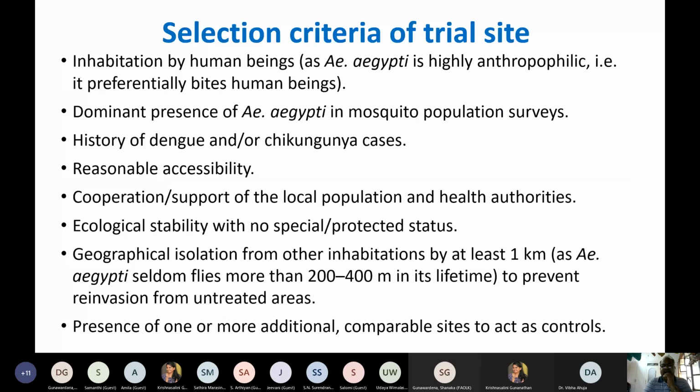So what are the selection criteria for selecting a trial site? There must be people living there, because we know that in nature the mosquito is very intimately associated with the living of human beings. It's highly anthropogenic. The mosquito Aedes aegypti on which the test has to be made must be naturally occurring as a dominant mosquito species in that area. The area must also have a history of cases.